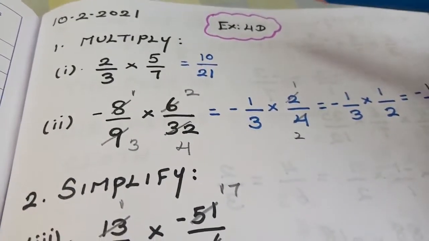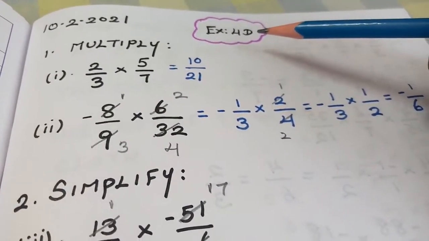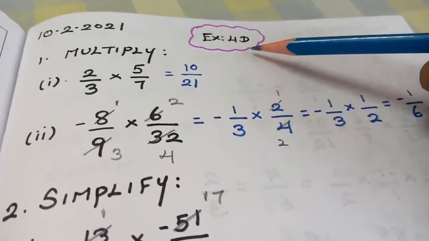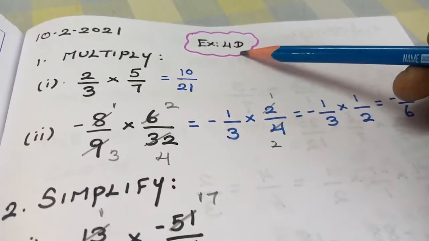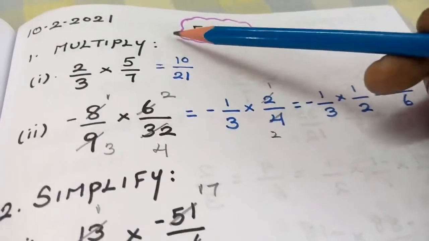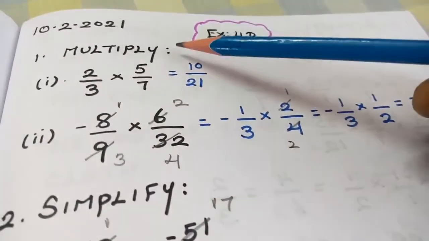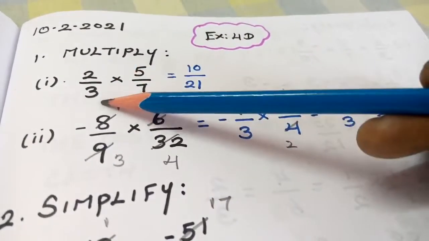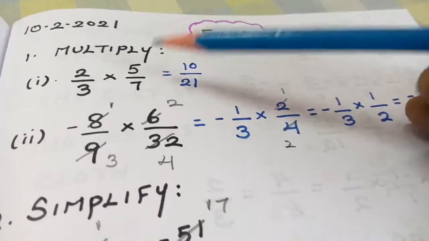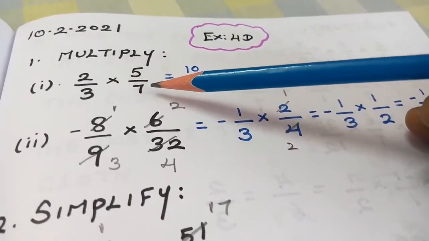In today's class, we are going to see exercise 4D based on rational numbers. We are going to see the operations based on multiplication and division. The first question asks you to multiply 2 by 3 into 5 by 7. So what is the procedure of cancelling the terms and then multiplying?